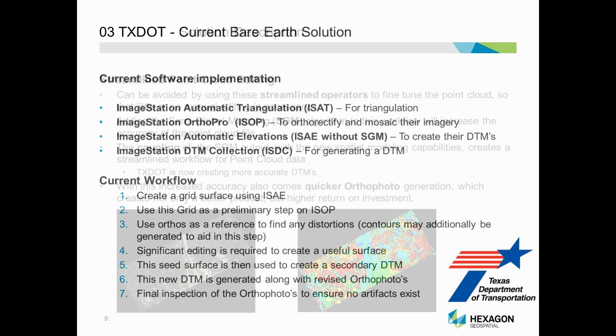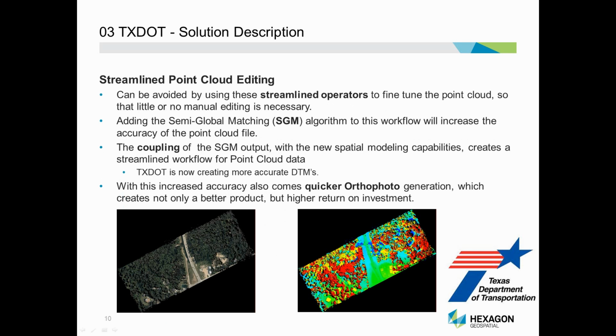Alright, so the solution is to obviously streamline that, and you can streamline the point cloud editing. If we can fix the problem with the DTM collection, the surface collection, in the first place, then subsequent DTM extractions and multiple orthorectifications are not needed. In fact, you can go right to orthomosaic if you wanted to.